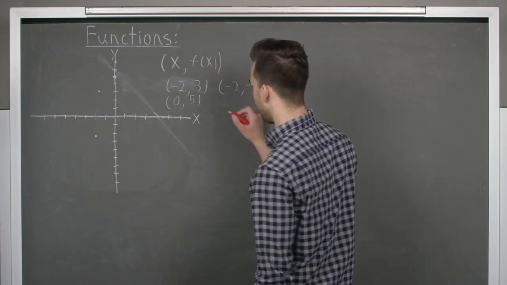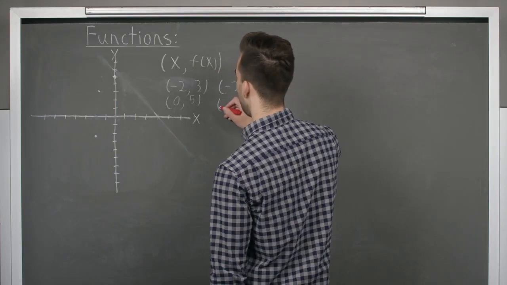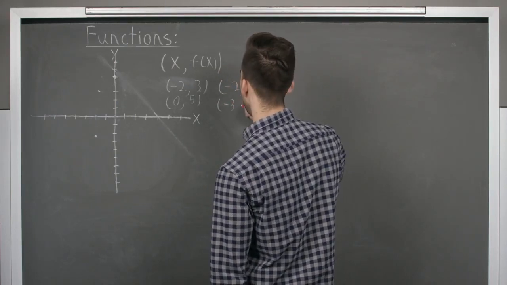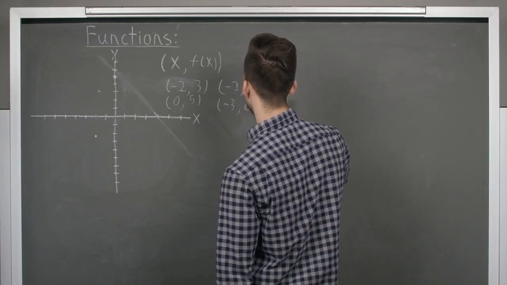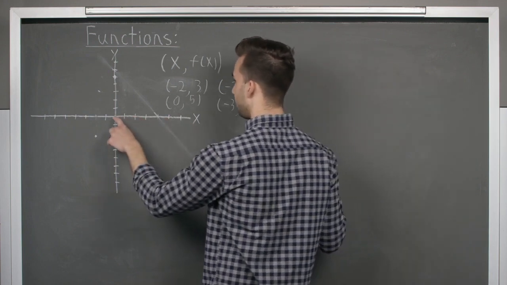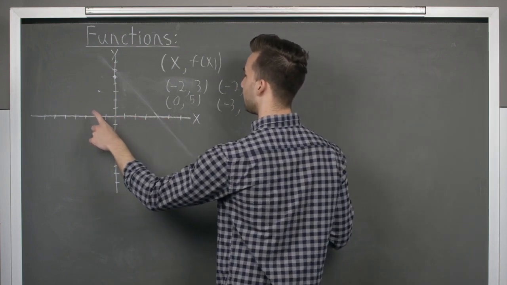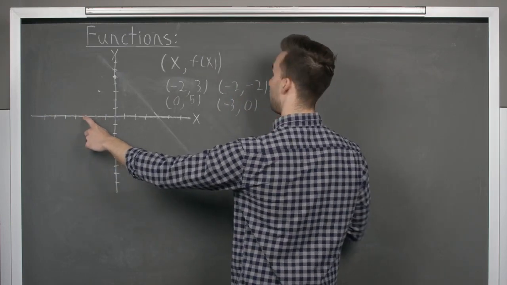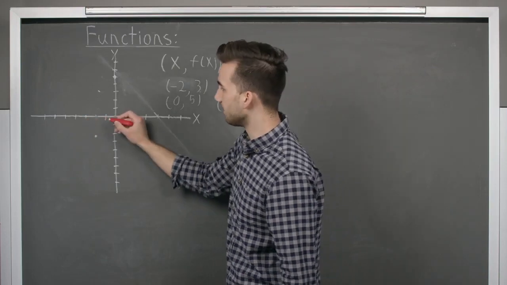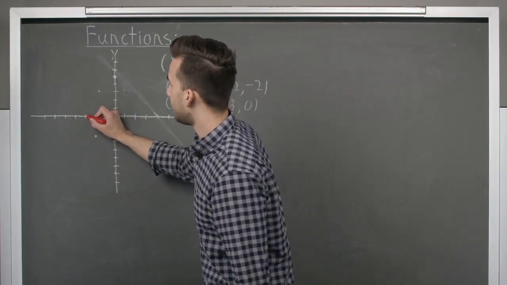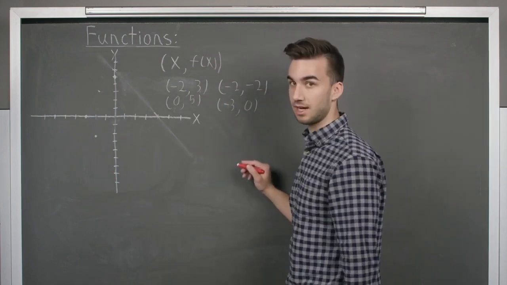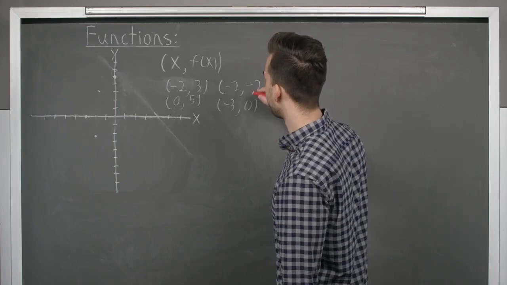Let's do another one. Let's try -3 and 0. So what we do here is for our x, we count to the left 3 ticks, 1, 2, 3, and then our y is 0. So we don't need to move anywhere in the y direction. So that is our point, and that is how you graph points that are written in this format.